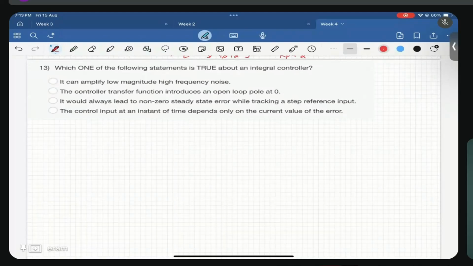Okay, you have to identify the true statement regarding the integral controller. First, can you tell me the transfer function of the integral controller? How can we represent an integral controller? Ki by s. Yes, it is Ki by s. Now, based on that, try to figure out which one is true.